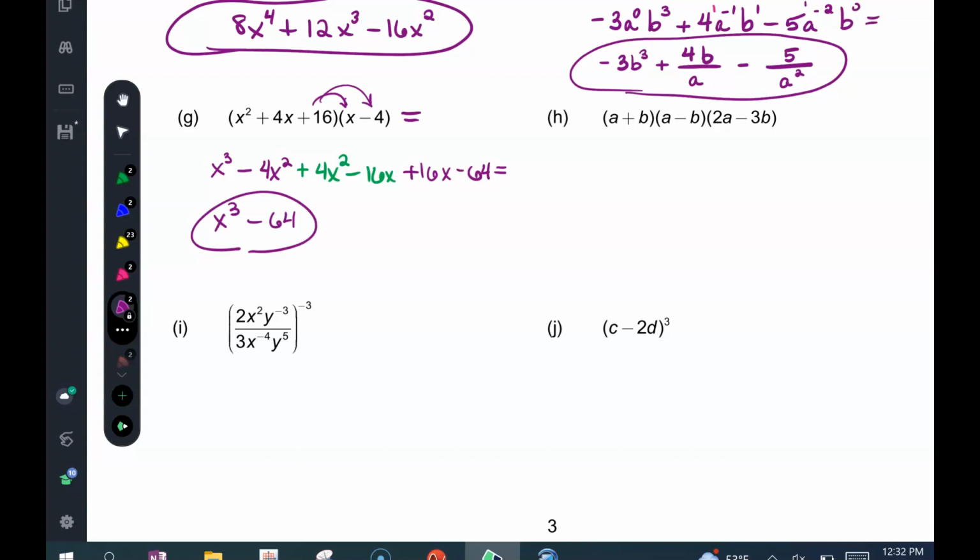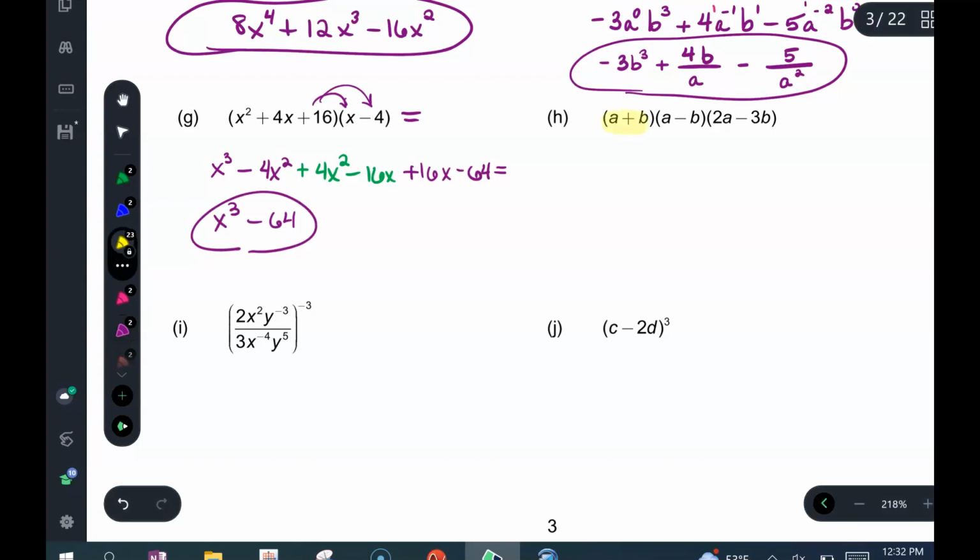All right, now we've got 3 binomials multiplied together. However, what do we notice about the first 2? Do you remember what those are called? Conjugates. I know, it was a hard one to remember. Conjugates. What's important to know about something like a plus b, a minus b when we do FOIL? The first is just a squared. What happens when we do the outside and inside? Minus ab plus ab, they cancel. So it's going to be a squared minus b squared.